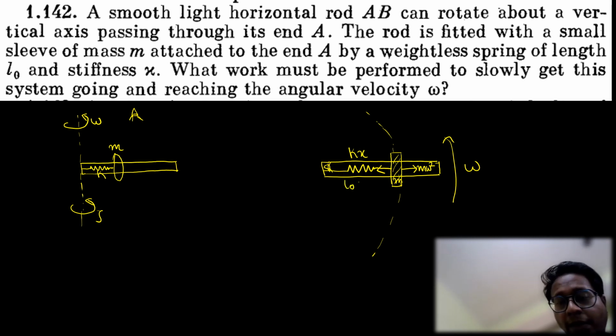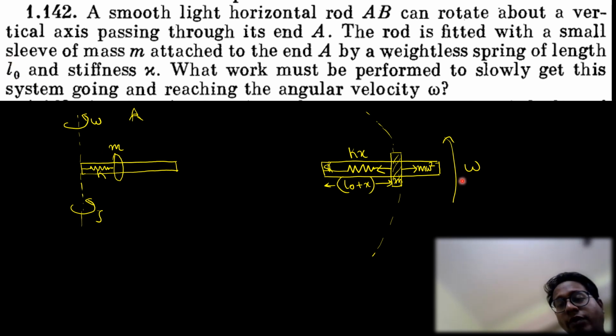Initial length plus the elongation of the spring. Understood this much? When the rod was not rotating, when the rod had angular velocity 0, when the rod was static, that means the spring was in normal position. The normal length of the spring is given as L naught.